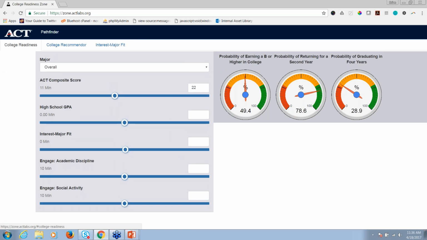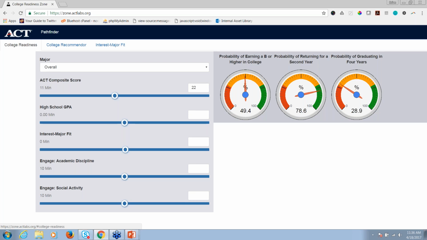So the idea here is students could go to this website or app, or this could live on My ACT, and students could enter information about themselves, or it could be pre-populated based on what we already know about students. And we could provide more personalized feedback on their probability of earning a B or higher in the first year of college, returning for the second year, and for graduating within 4 years in general or for specific majors.